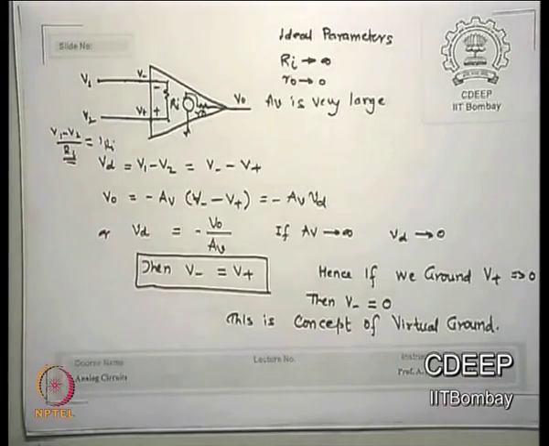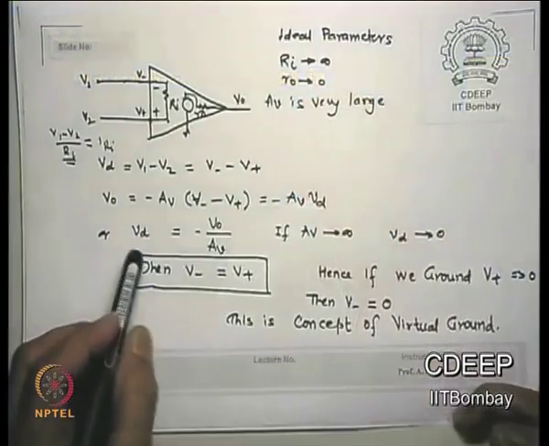I repeat, is that clear? Why is V minus equal to V plus? Because if we declare that Ri is very, very high, no current flows, practically no current. That means the voltage difference between V minus and V plus must be extremely small, close to 0. So we say V minus must be equal to V plus. That is why in an OPAMP we keep saying V minus is the same as V plus.